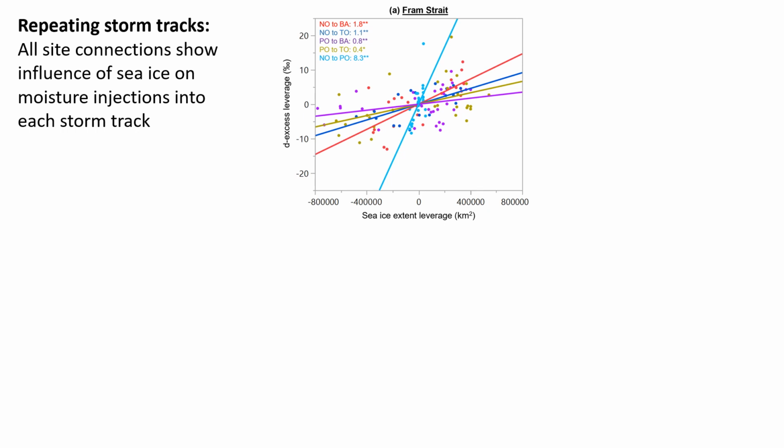So we're looking at all the 5 colors as the different site combinations. And what we can see here is that all site pairs show similar positive relationships, as we had seen in the previous slide. You can also see, however, differences in the slopes of these lines, suggesting varying degrees of sea ice influence for a given connection within the track. In this case, the Nord to Polarstern line is the steepest, suggesting this part of the storm track may be most sensitive to sea ice variations.